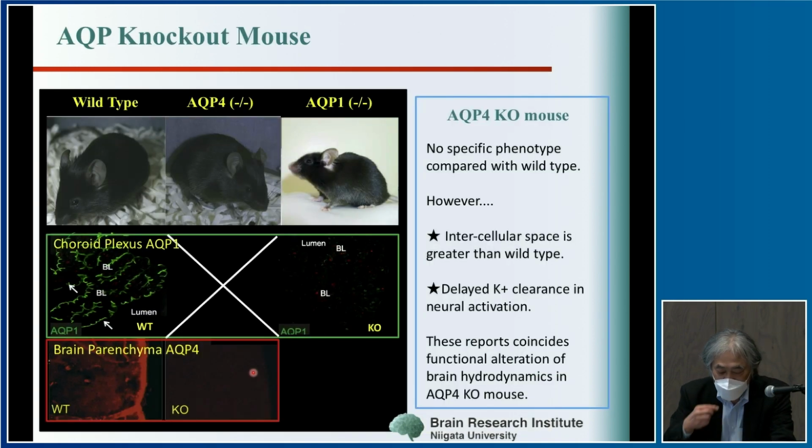To clarify the roles of specific water channels occurring in brain water dynamics, we compared AQP1 and AQP4 knockout mice with wild-type controls. AQP1 is strongly expressed in choroid plexus epithelium, whereas AQP4 is the primary water channel in astrocytes, especially in the end-foot processes, covering synapses throughout the brain parenchyma.